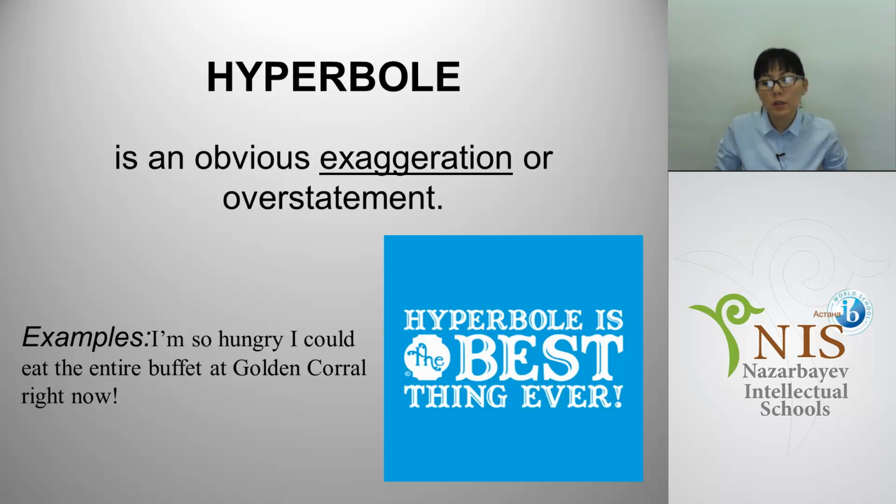So there is a good example. So I'm hungry. I'm so hungry. I could eat an entire buffet at Golden Corral right now. So there is a clear exaggeration that a person can eat a buffet, but you know this can be done.